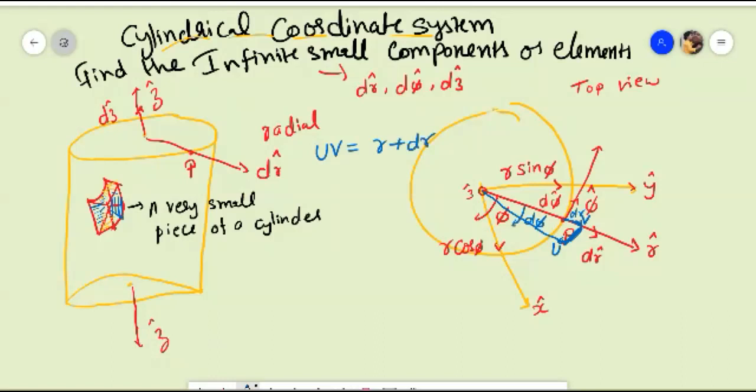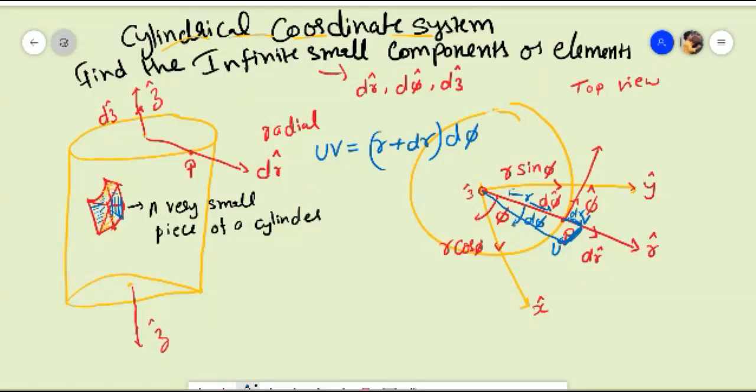Okay, why r plus dr? Because this is our r, and then we are adding a small length dr. So this distance is r, and this distance is dr. Combining that, r plus dr, into the angle which it is turning, that is multiplied by the angle d phi. So r plus dr multiplied by d phi. This will be the actual length of uv.